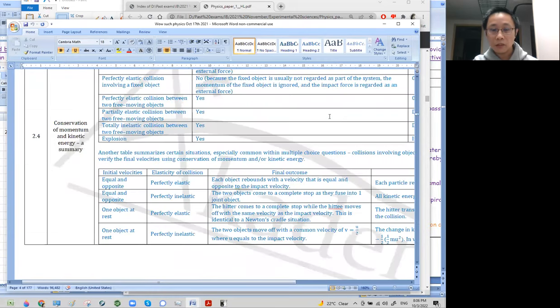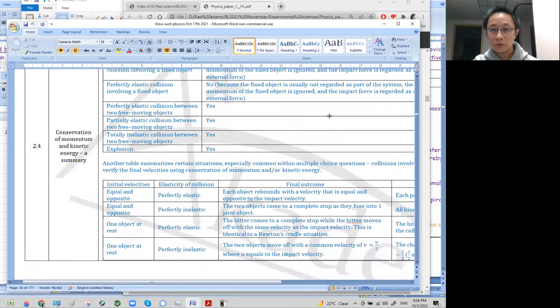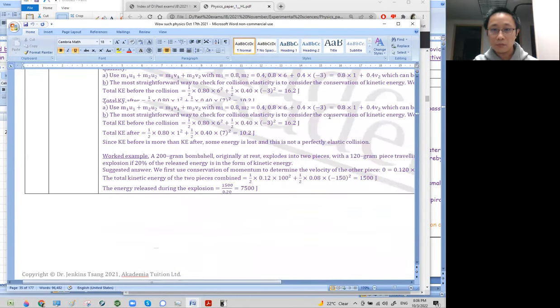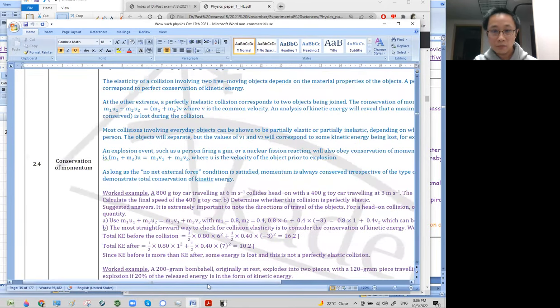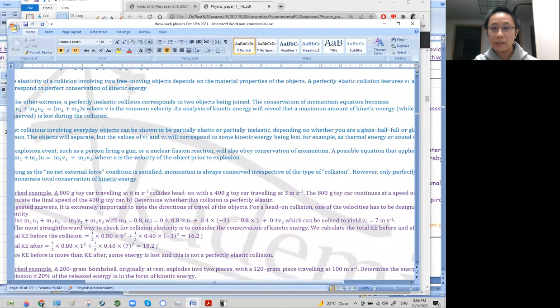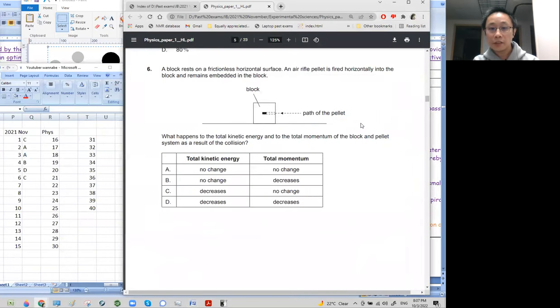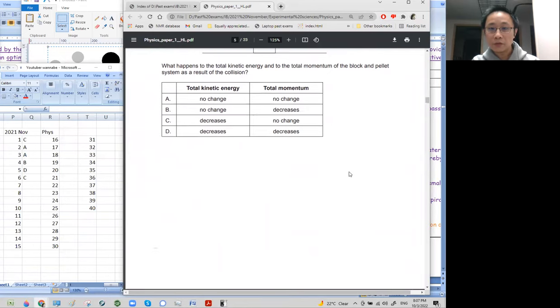And this is not a derivation that you will be expected to do on the exam, but what I tell them is that a perfectly inelastic collision corresponds to two objects being joined. Conservation of momentum is still obeyed, and then an analysis of kinetic energy. So basically, you calculate the starting and final kinetic energy in terms of V, and then you can see that there will be a difference in kinetic energy by the end. But for now, we'll just move on.